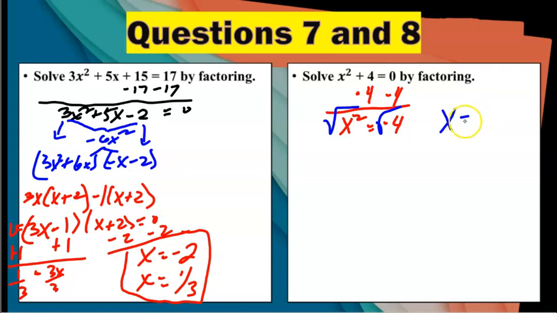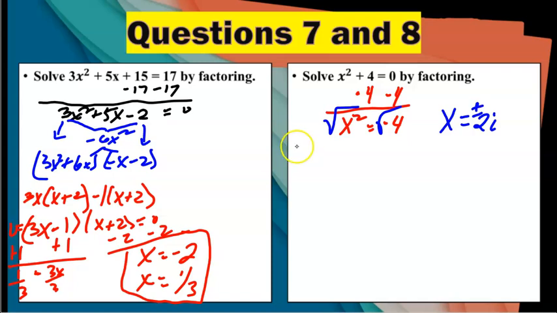and that would give us an answer of x equaling, the square root of 4 is 2, and then I have a square root of a negative 1, that would give us i. But remember, you have two roots, so that would be a positive and a negative 2i.